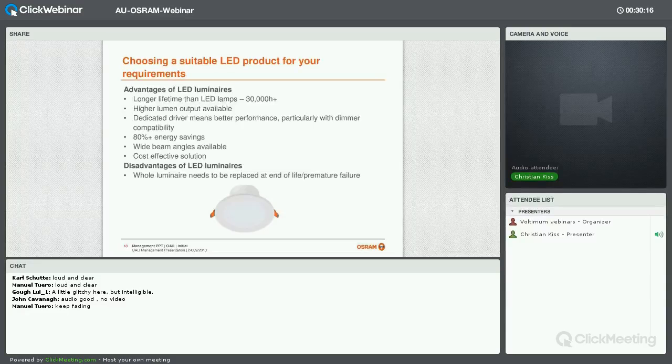It's also a cost-effective solution now with the price of LED downlights coming down so much. If, for example, you go back to the case of an MR16 lamp and find that your transformer is not compatible and you have to change your transformers, then you're more or less paying the same or more money to get a new transformer plus a lamp. So it makes more sense to buy a complete downlight. The disadvantage of LED luminaires really is that at the end of life or in the unlikely event of a premature failure, you'd have to replace the whole luminaire. The light source itself can't be replaced because it's integrated inside that luminaire.